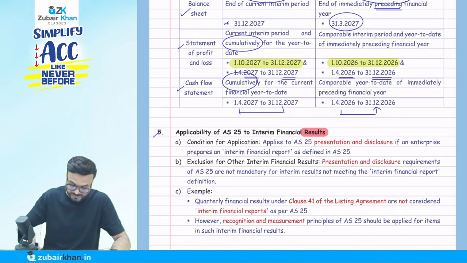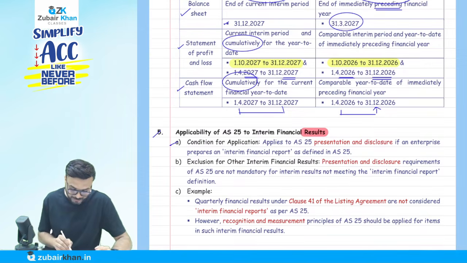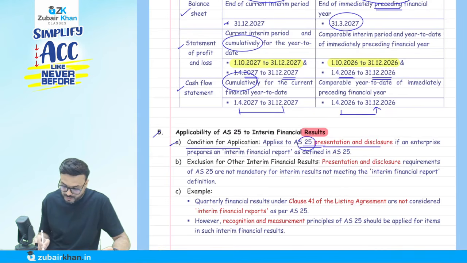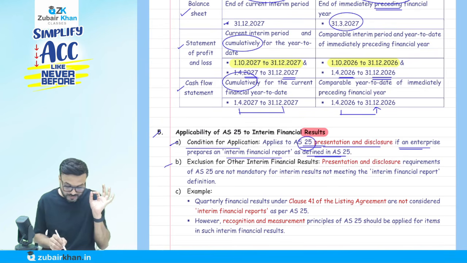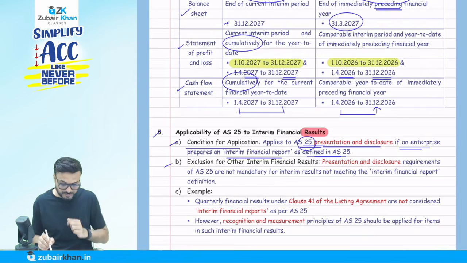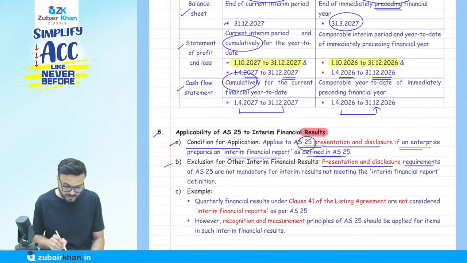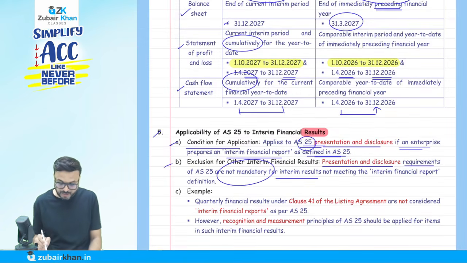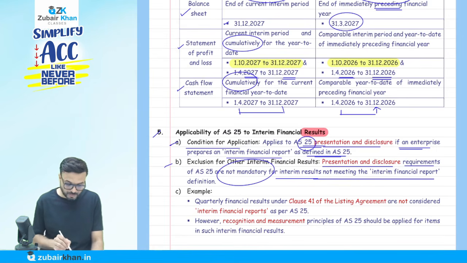Now listen carefully. What do they say now? Condition for application: they say AS 27 presentation and disclosure apply if an enterprise presents an interim financial report as defined in AS 25. Now, exclusion for other interim financial results: presentation and disclosure requirements of AS 25 are not mandatory for an interim result not meeting the interim financial reporting definition.